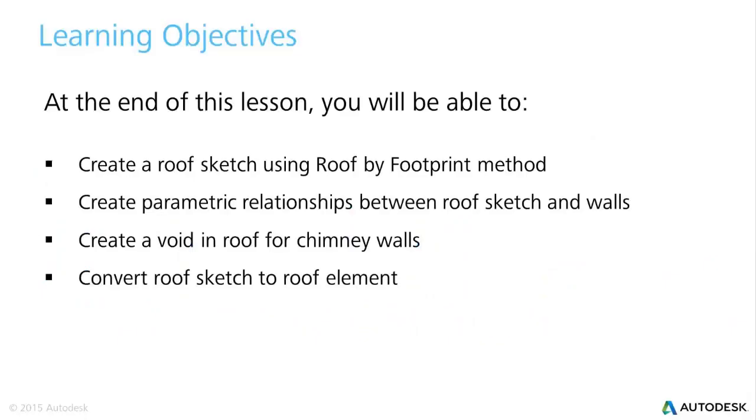Let's review the learning objectives for video 3. At the end of this lesson, you will be able to create a roof sketch using the roof by footprint method, create a parametric relationship between the roof sketch and walls. Next, we'll create a void in the roof to accept the chimney walls, and then convert the roof sketch to a 3D roof element. With that, let's get started.